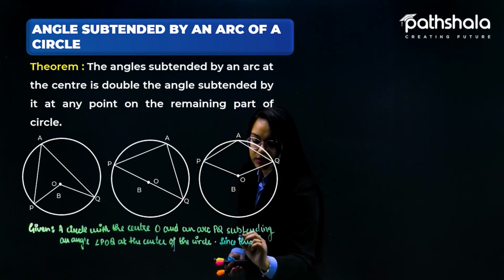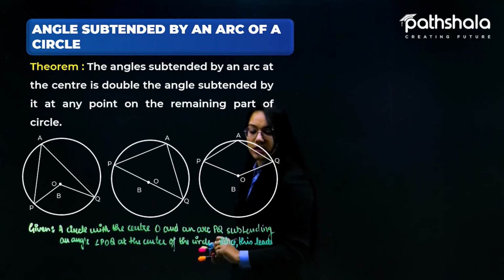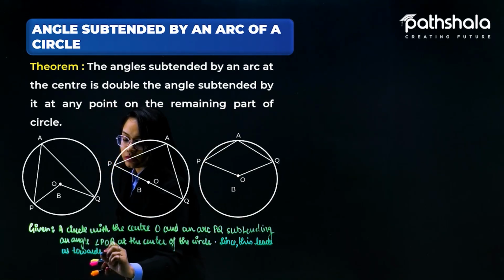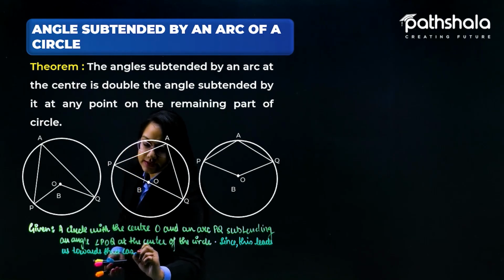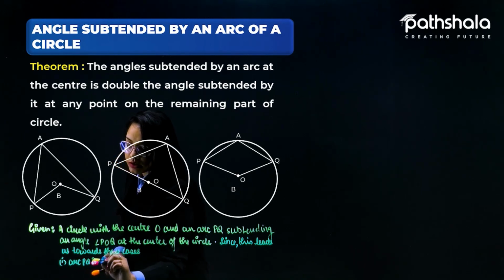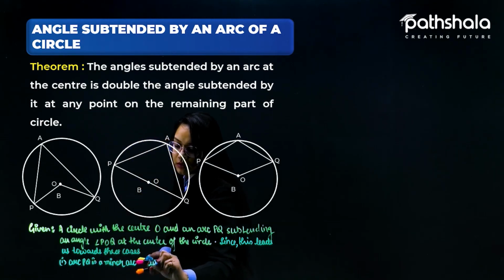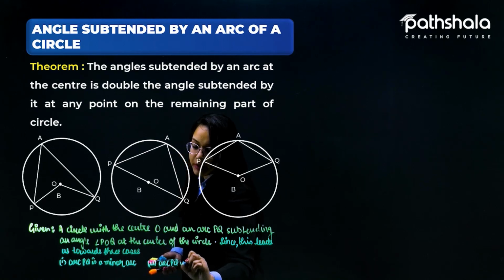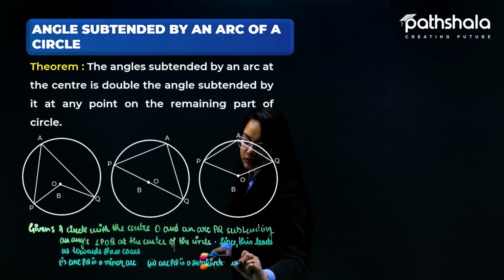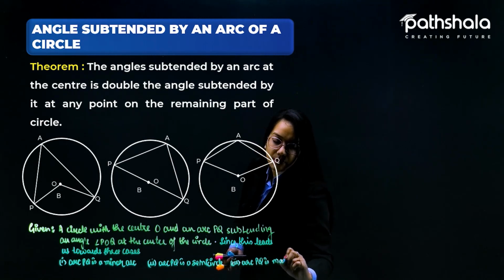Since the arc leads us towards three cases, what are those? First, arc PQ is a minor arc. Second, arc PQ is a semicircle. Third, arc PQ is a major arc.